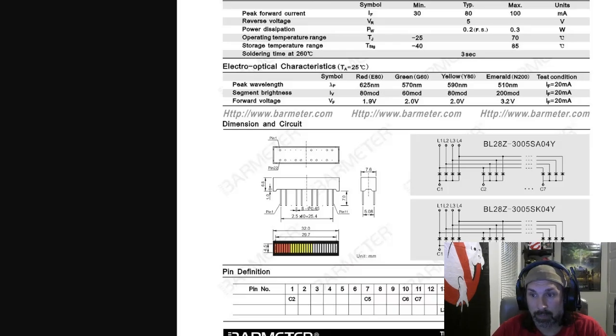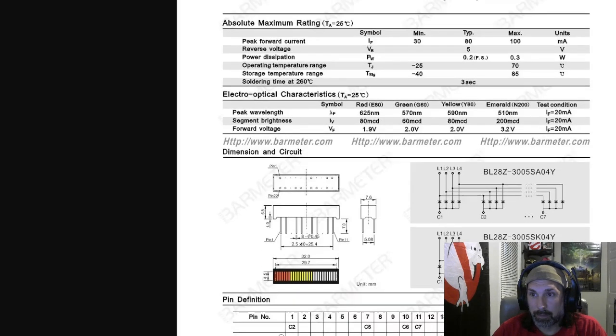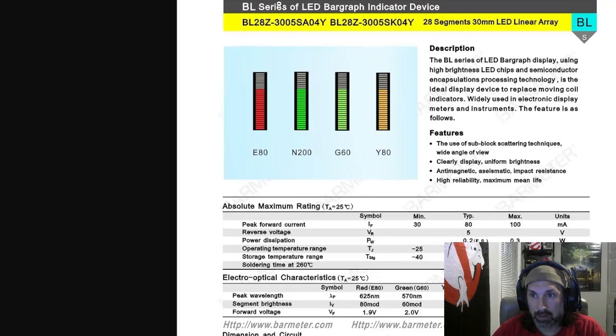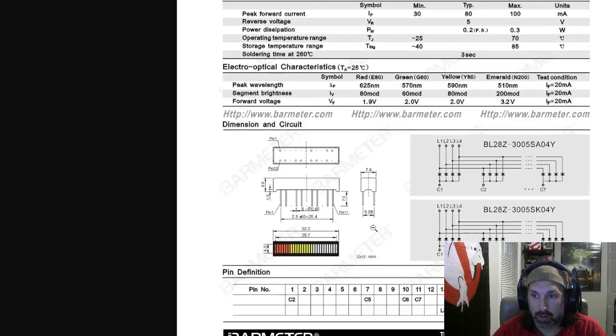So if you purchased your 28 segment bar graph light for your wand from AliExpress or wherever you got it from, eBay has them sometimes, they are made by a company called Bar Meter, which you can see kind of down here. This is the data sheet for the lights.